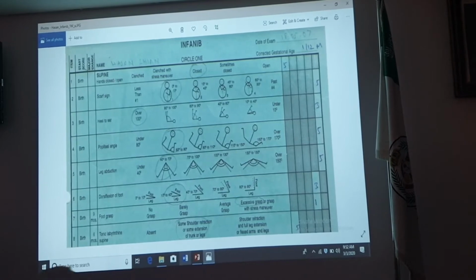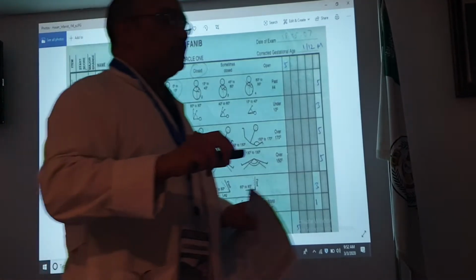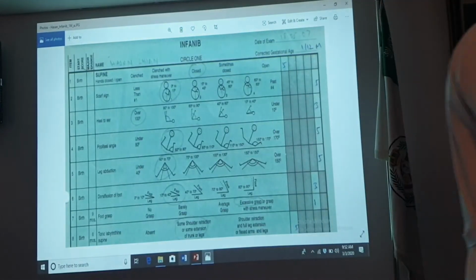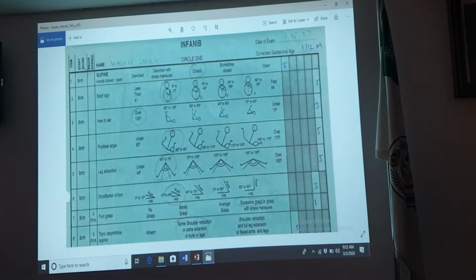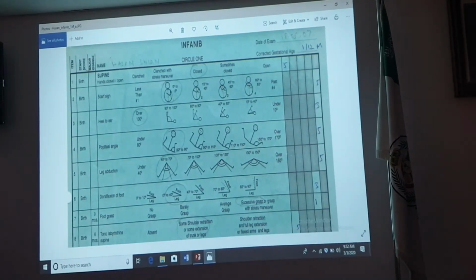So the first item you will see is hands. First you will observe the hand. It is written open or closed, whether the hand is open or the hand is closed. That you have to point. Clenched it. Clear? Down inside you will see whether it is closed or open.